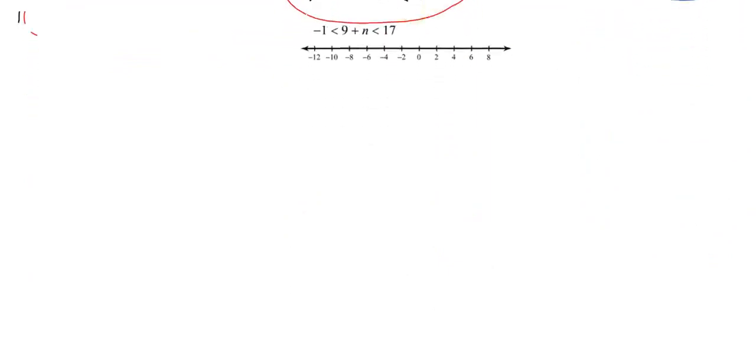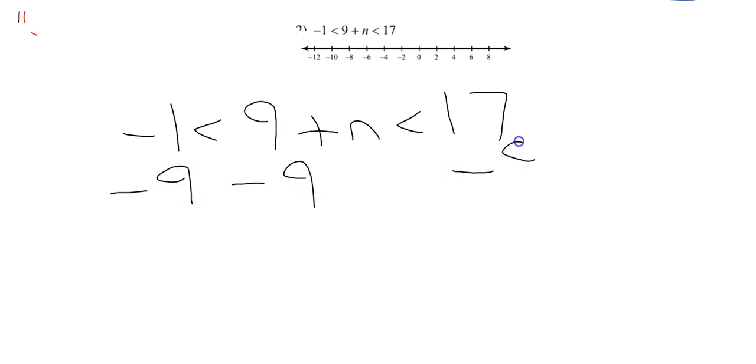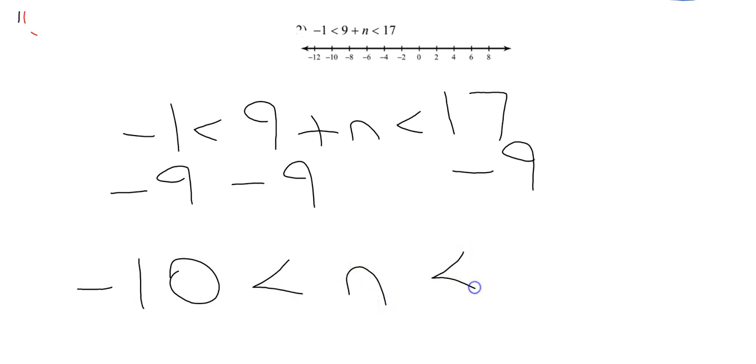And then the last problem we'll see combines everything together. So we got one problem here. All I want to do is get our variable alone. Subtract 9 on all three sides now. Negative 1 minus 9, negative 10, which is less than n, which is less than 8.